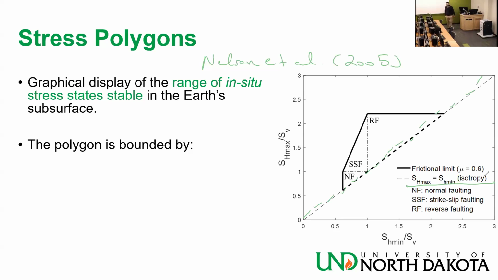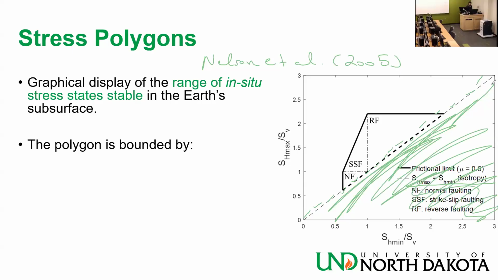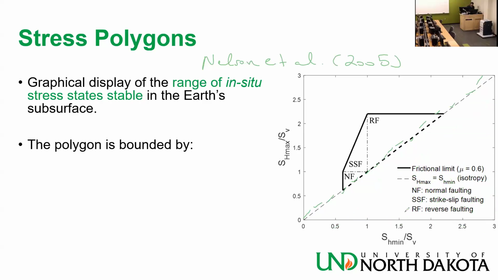Can SH mean be bigger than SH max? No. So anything below this diagonal cannot exist. It's impossible, because that will imply that SH mean is bigger than SH max. So forget anything below the diagonal, only above the diagonal.